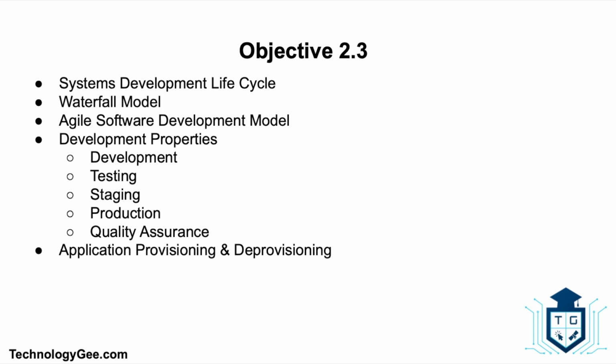In this video, you're going to learn about the systems development life cycle, the waterfall model, the agile software development model, the main properties associated with each development environment, along with application provisioning and deprovisioning.